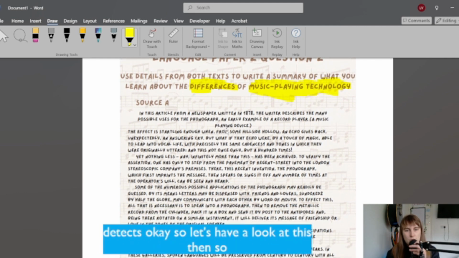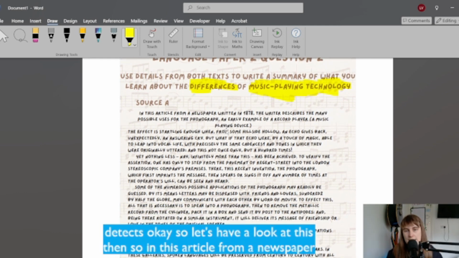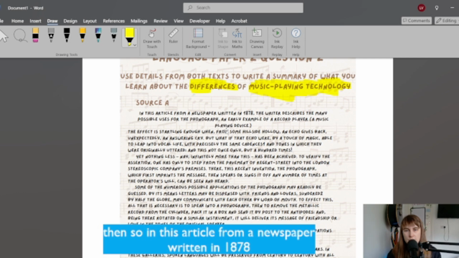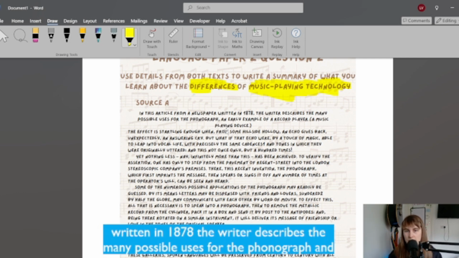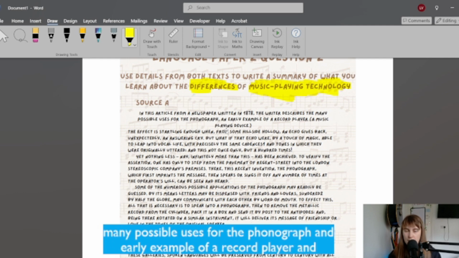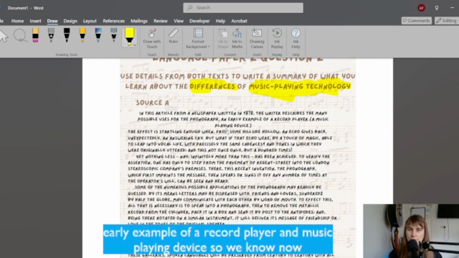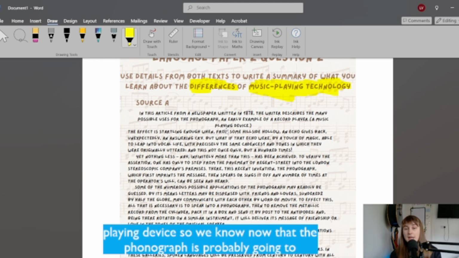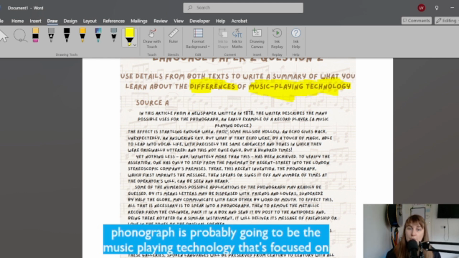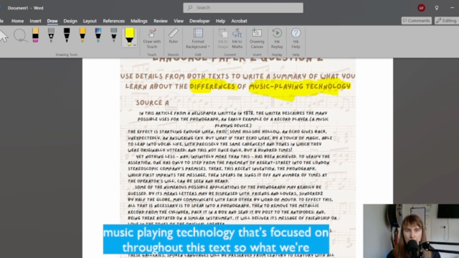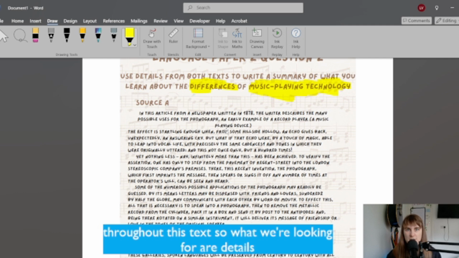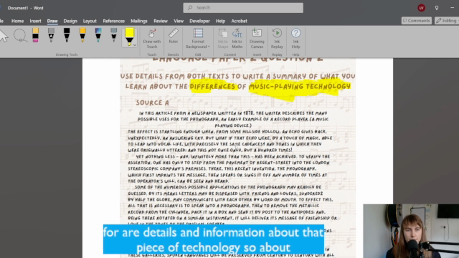So in this article from a newspaper written in 1878, the writer describes the many possible uses for the phonograph, an early example of a record player and music playing device. So we know now that the phonograph is probably going to be the music playing technology that's focused on throughout this text. So what we're looking for are details and information about that piece of technology, so about the phonograph. Okay.